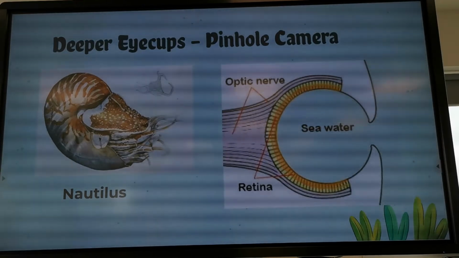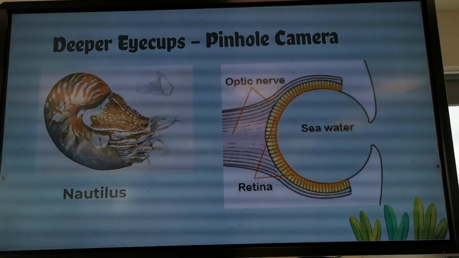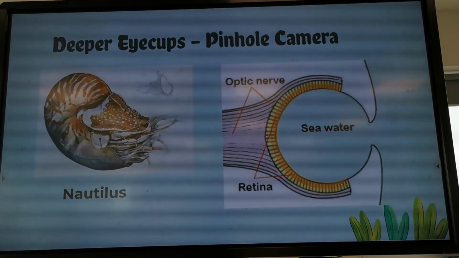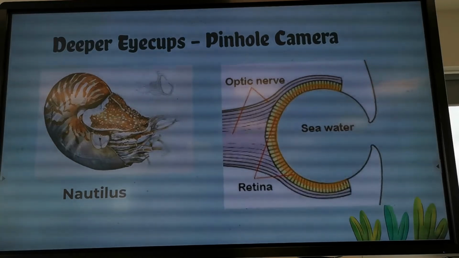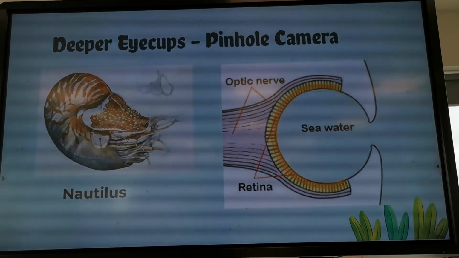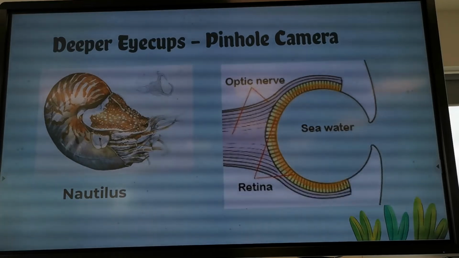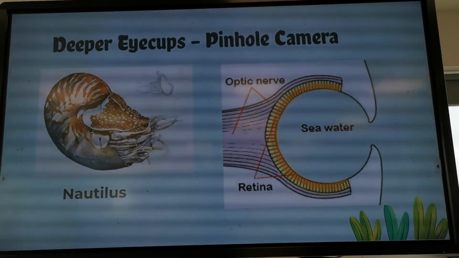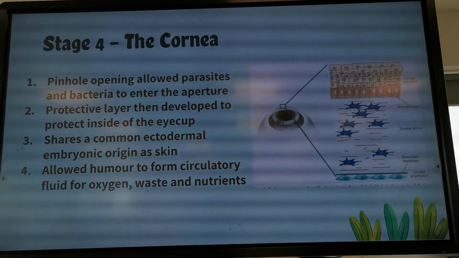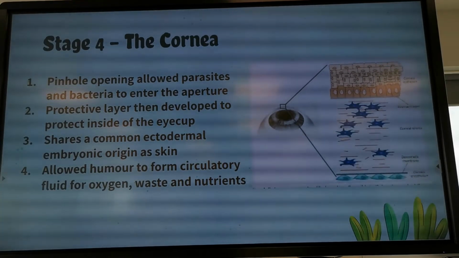Another potential issue is that you're going to get a lot of bacteria, a lot of things entering that area, which could cause problems like infections if it's not regularly cleaned out. So the next step is to protect that retina from invading bacteria and the like. And this is where we get the cornea. We want to avoid those parasites and bacteria coming through the aperture.